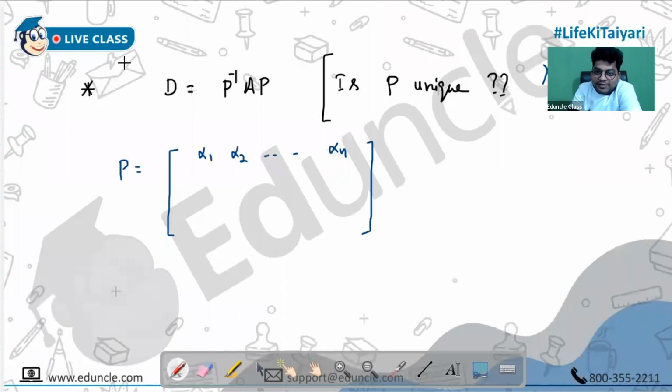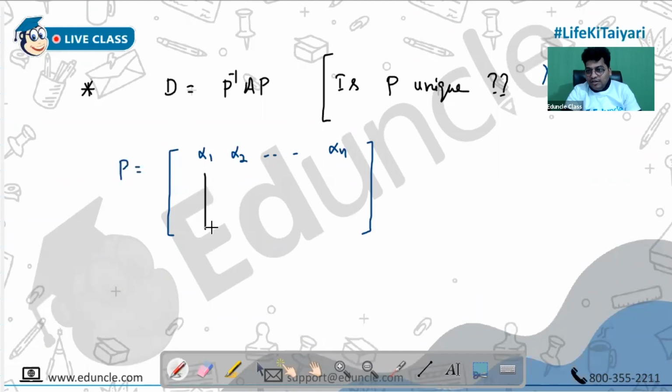Tell me, once you take an eigenvector, if someone writes 2 alpha 1 instead of alpha 1, just think about my point. Actually, alpha 1 is a linearly independent eigenvector, but there are infinitely many eigenvectors corresponding to alpha: 2 alpha, 3 alpha, 4 alpha, k alpha. If somebody is writing 1, 1, 1, somebody is writing 2, 2, 2, somebody 3, 3, 3, somebody 4, 4, 4. Only a single vector changes, yet the matrix is still P. Yes or no? Am I clear?